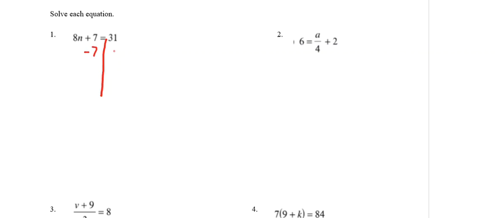So whatever you do to one side, you have to do to the other. And now these undo each other. You're going to get 0 from that. So it's going to be 8n is equal to 31 minus 7 is 24. Okay, and now you're just left with a one-step equation. You would divide by 8 from both sides.